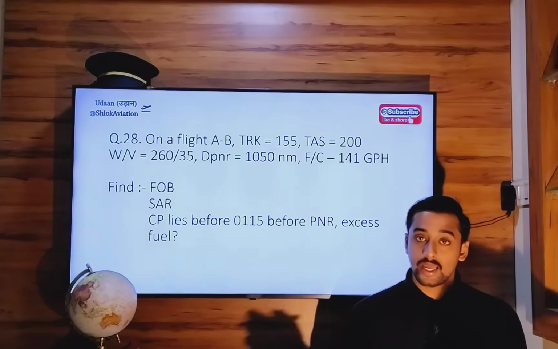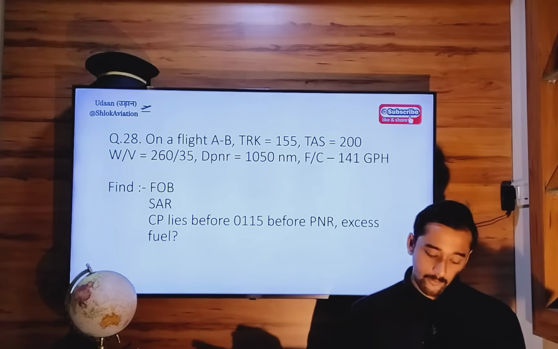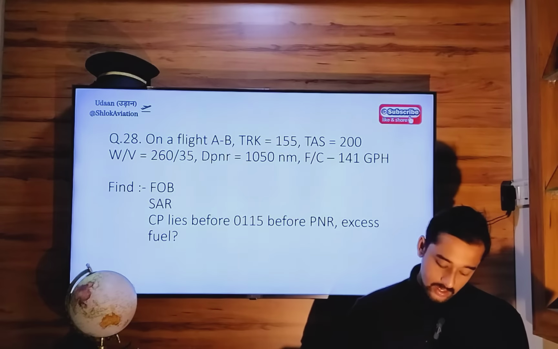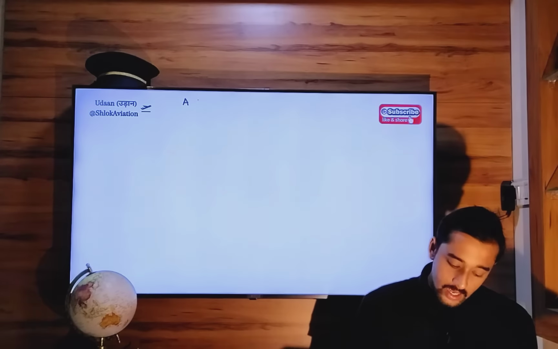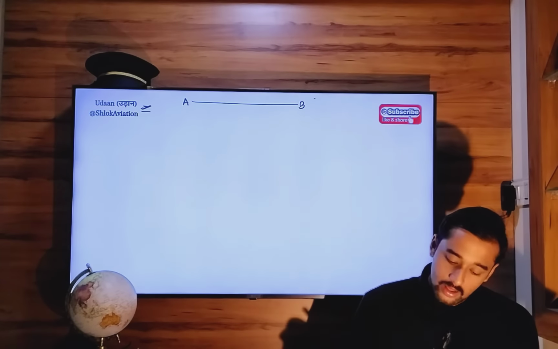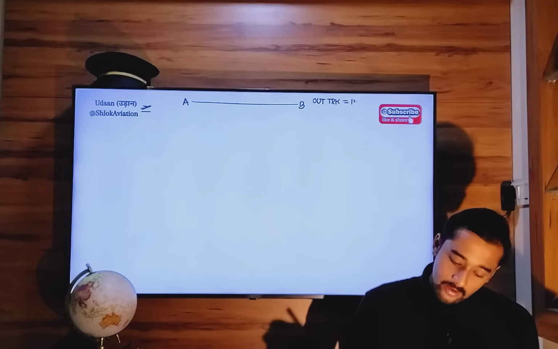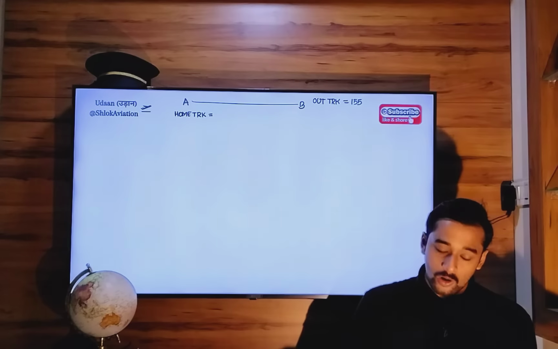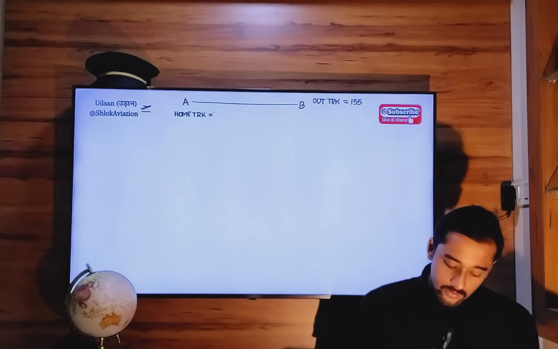Next, question number 28. On a flight A to B, track is given, TAS is given, winds are given, distance to PNR, fuel consumption is given. So again same, track A to track B. Now outbound track is equal to 155, homebound track will be equal to reciprocal of 155, that is 335.